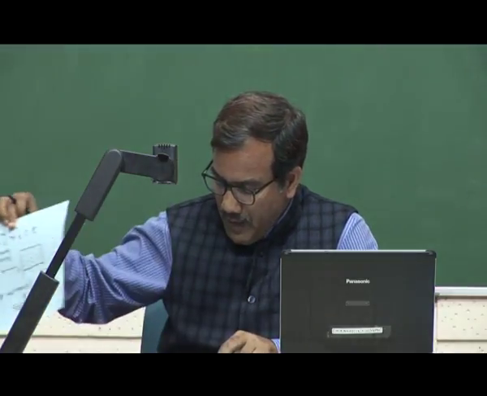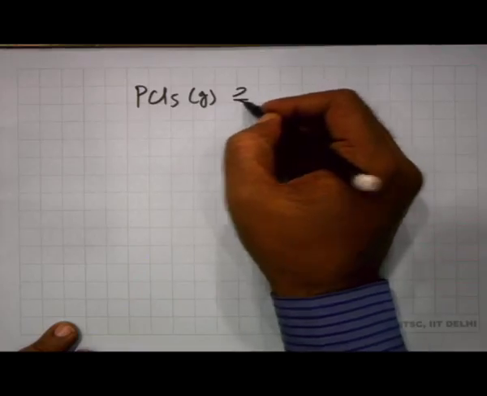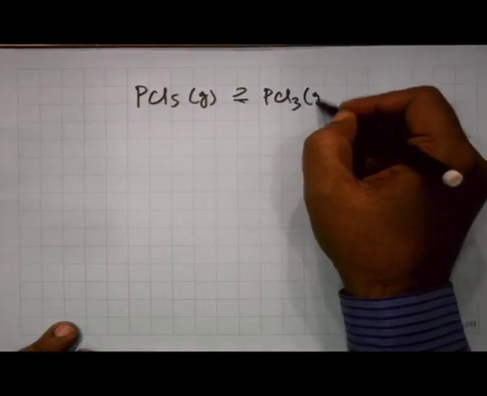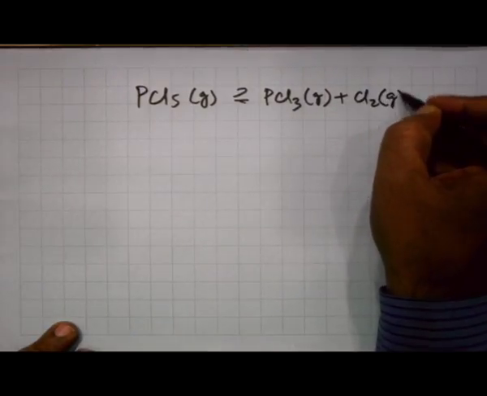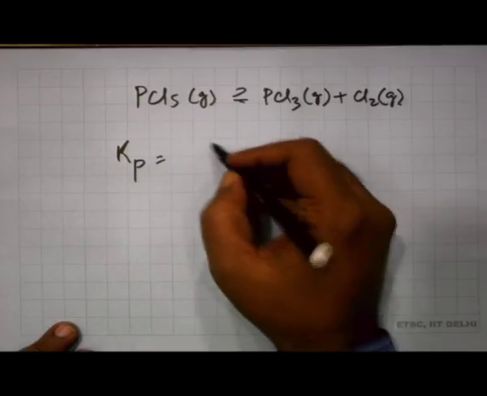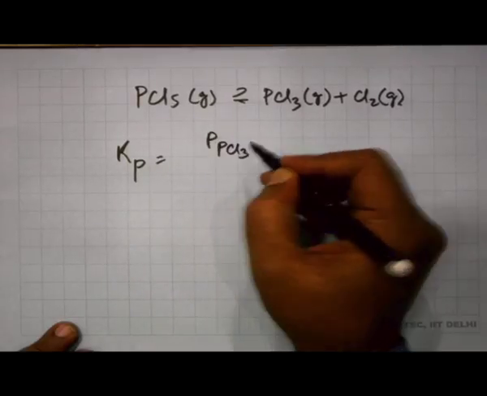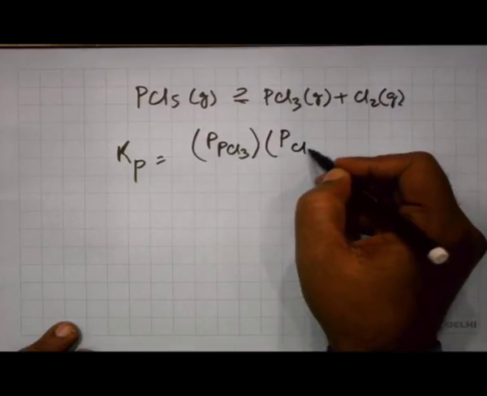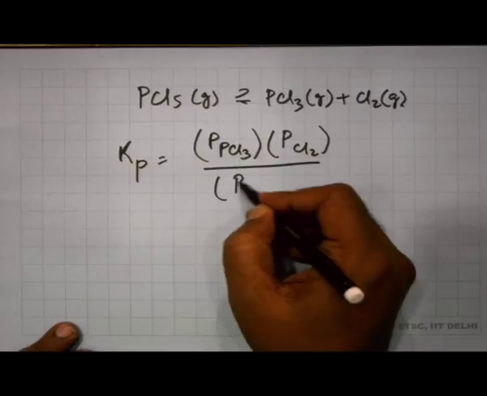But now we are increasing pressure not by changing volume, but by just introducing an inert gas. In that case, what will happen? So, let us take this case: PCl5 gas going to PCl3 gas plus Cl2 gas. Okay. And I did tell you that Kp is equal to pressure of PCl3 multiplied by pressure of Cl2 divided by pressure of PCl5.